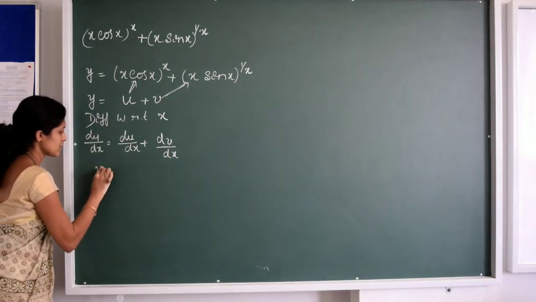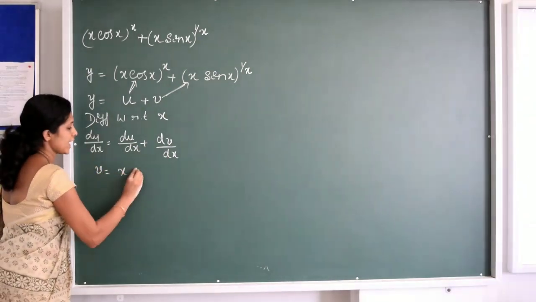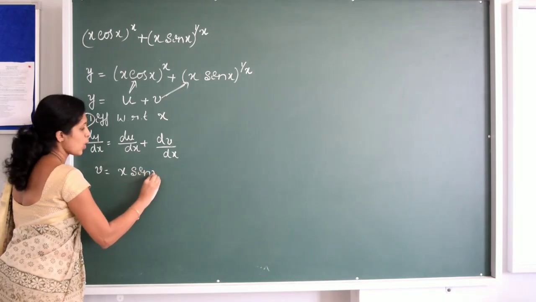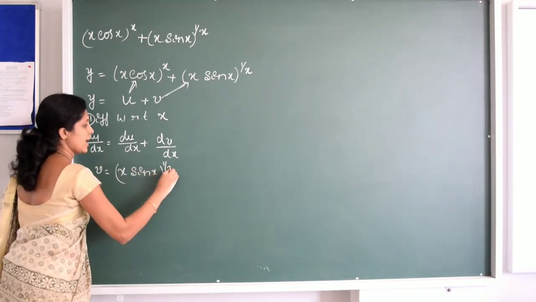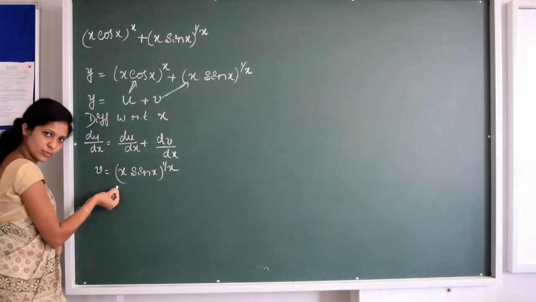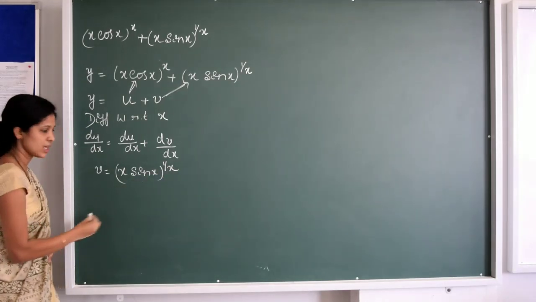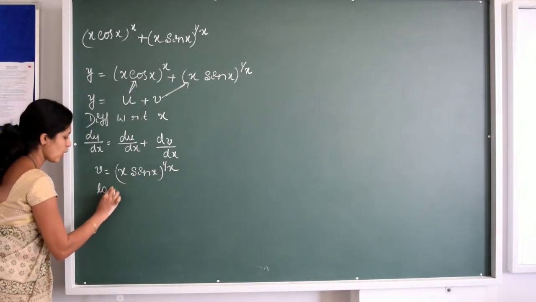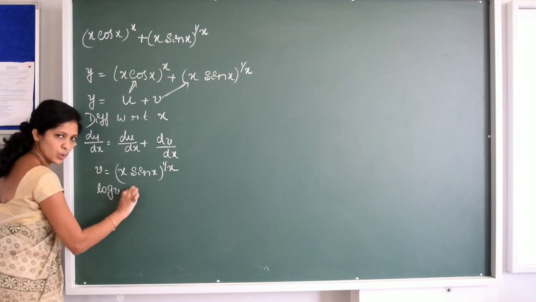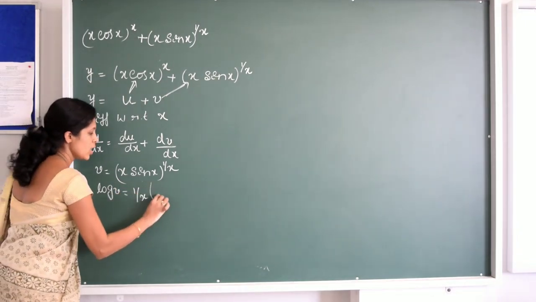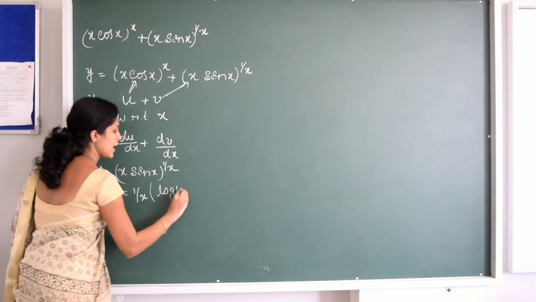First we will consider the function v is equal to, what is the function? (x sin x) whole to the power 1 by x. Base is variable and the power is also variable, so you have to consider log. So log v is equal to 1 by x into log of (x sin x).